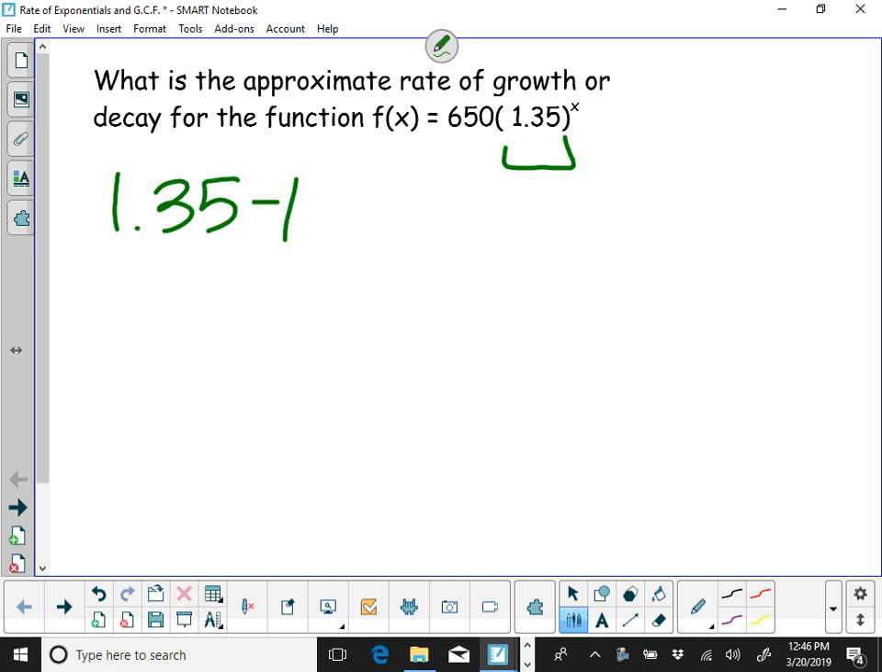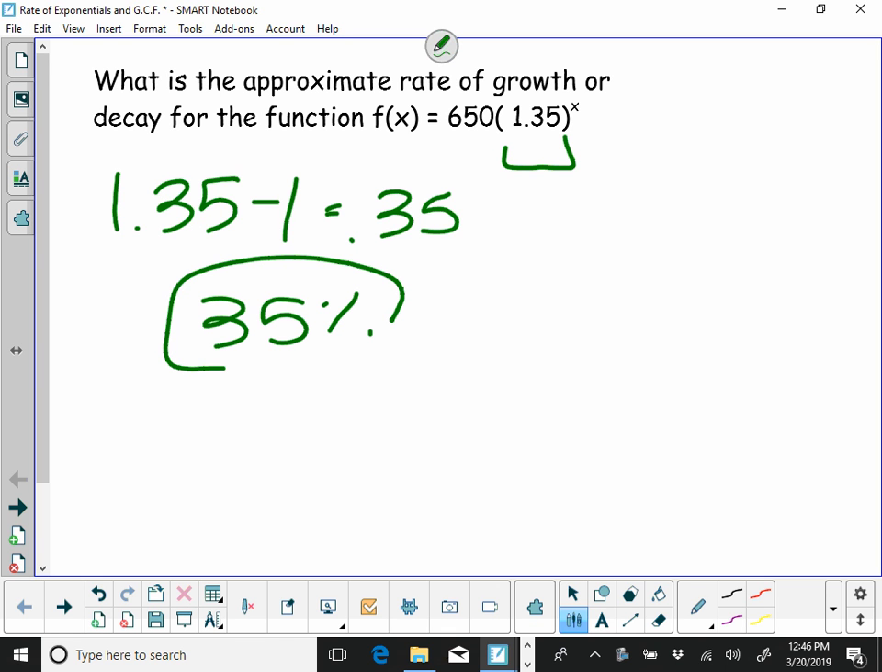Okay, so that's going to give you a 0.35, which, how do we write that as a percent? 35%. Move it 2 places to the right. Okay, and that is 35%. We said growth.